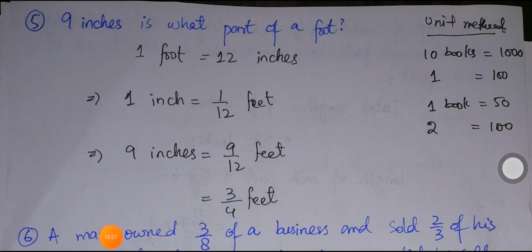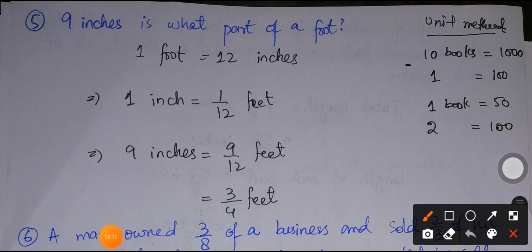Here we have question number 5. 9 inches is what part of a foot? But before solving this question, let's revise the unit method. For example, if we have total 10 books of rupees 1000, then one book will cost rupees 100. And how can we find this? We can simply divide the total amount by 10.